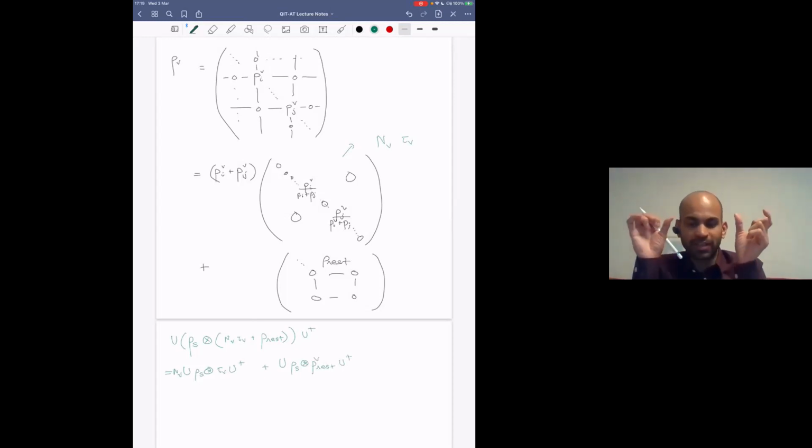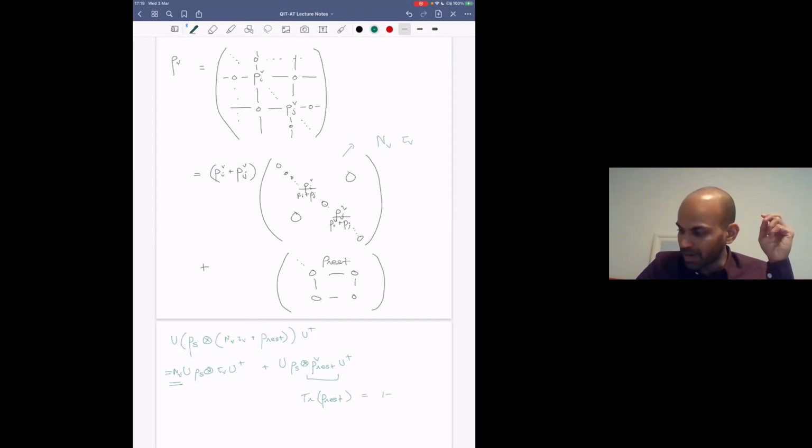So what you see is that you effectively get the mixture of two things. One as if the state is in that subspace, and the other as if the state was not in that subspace. The probability of the first case is NV, which is the total population in that subspace. And the probability of the other case is the trace of this rho rest, which is the sum of all of the diagonal elements except the two that we removed to put into tau V. So this is 1 minus PIV minus PJV, which is 1 minus NV.